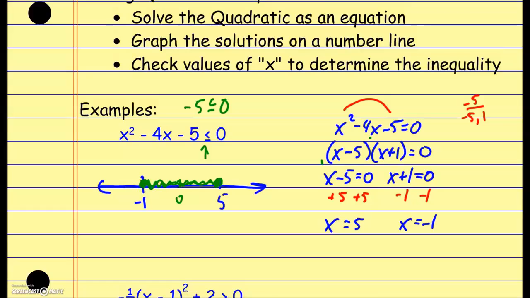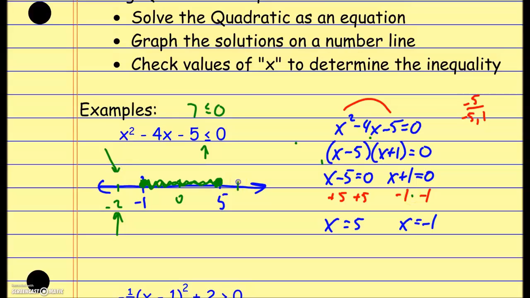And if we choose another point, like let's say a point from over here, a negative 2, and I plug a negative 2 into this to test it, that's going to give me a 4 plus 8, which is a 12, minus 5, which is a 7. So I get 7 is less than or equal to 0, which is ridiculous. So this point over here does not work, so I don't shade this section.